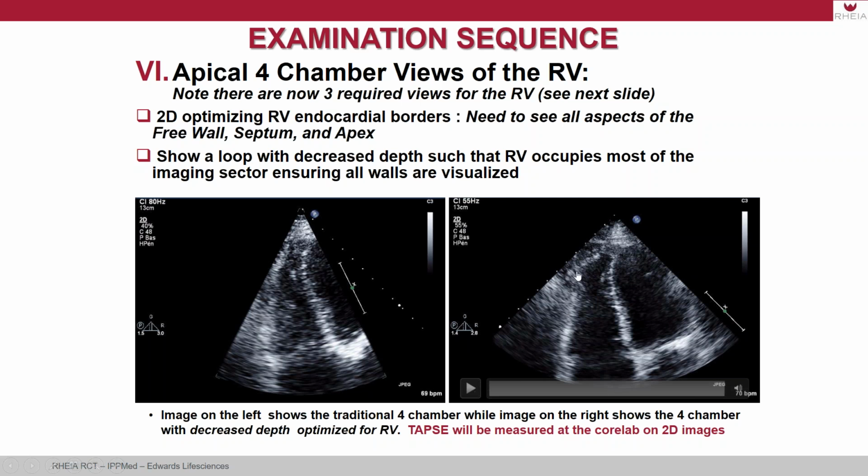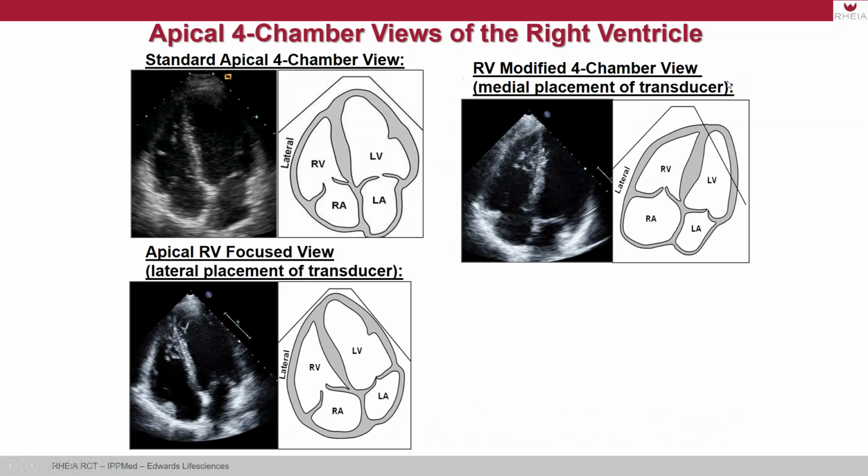So you don't need to do the M mode, but we're going to assess the fractional area and the TAPSE by 2D using these optimized images for the right ventricle. So when you do the acquisition, please think about the right ventricle as well.